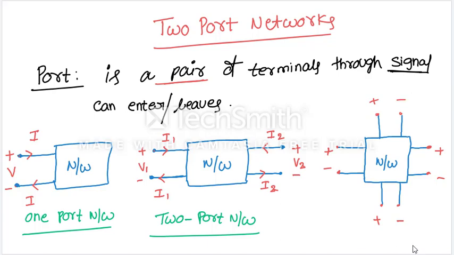So this type of network, if the network contains more than 2 ports, we can call it a multi-port network. Electronics students will study multi-port networks in microwave engineering. They might study the E-plane T, H-plane T, magic T, hybrid T, directional coupler, circulator. All those are examples of multi-port networks.